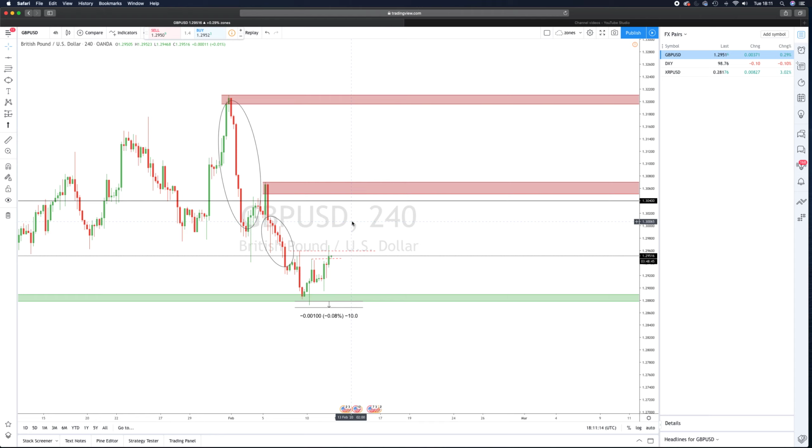So there we go, pound dollar trade for this week. See how it plays out. Maybe come back Sunday, maybe Monday, and we'll have a look at how it's played out and what's presenting itself. Happy days.